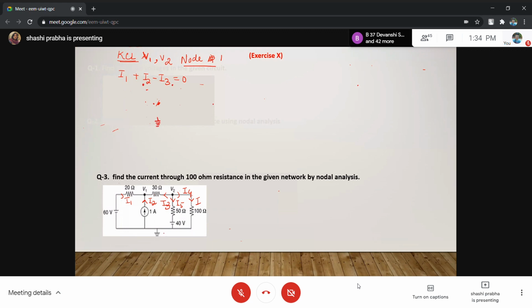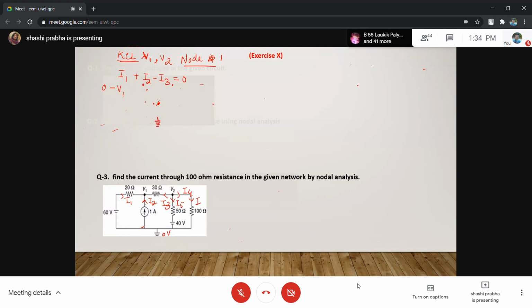This is reference 0 volt. So what is I1? This is 0 minus, look carefully, 0 minus V1. Is it 0 minus V1? This is a difference in node voltages.